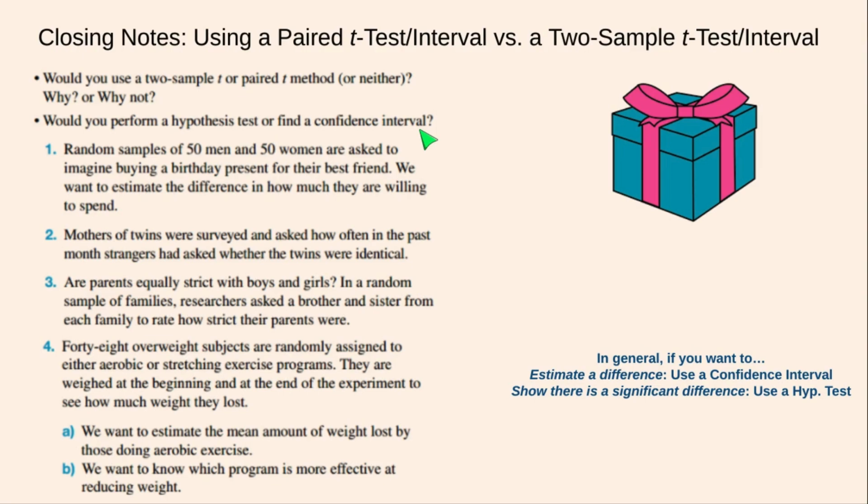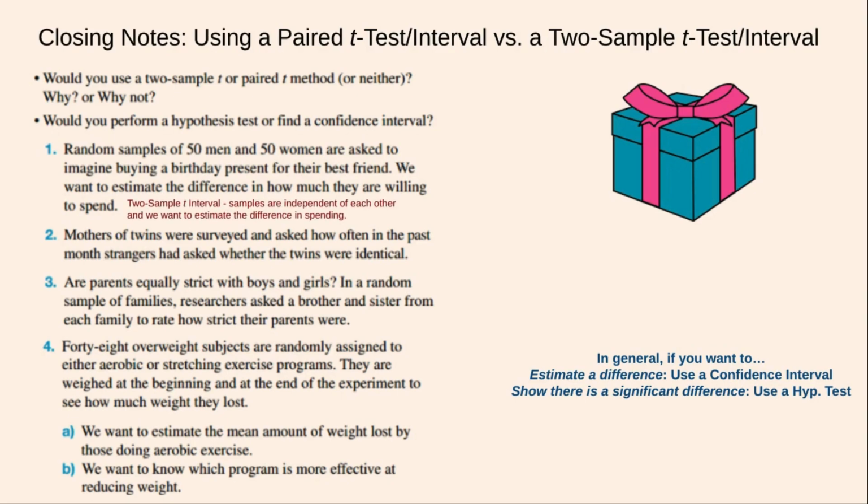So, for number 1, our textbook says random samples of 50 men and 50 women are asked to imagine buying a birthday present for their best friend. We would want to estimate the difference in how much they are willing to spend. All right, so would we use a two-sample T or paired T method or neither? And would we perform a hypothesis test or find a confidence interval? So, here is my answer.